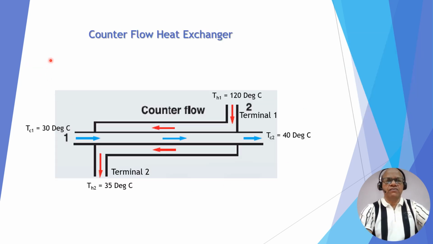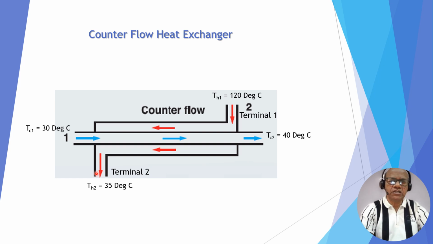Now let's take the counter flow heat exchanger. Now the hot fluid is coming here, we call it terminal 1. So temperature TH1 is 120 degrees, and it comes out at terminal 2, which is 35 degrees. Cooling water at terminal 2 is 30 degrees Celsius and comes out at 40 degrees at terminal 1.